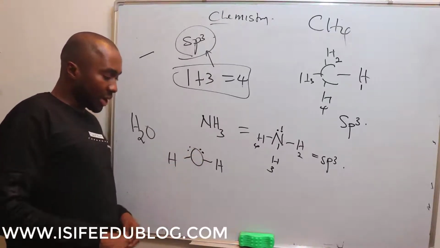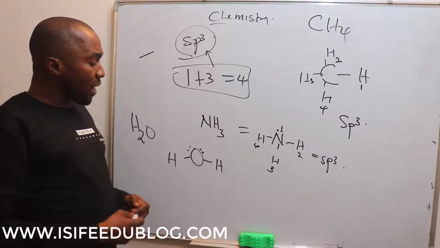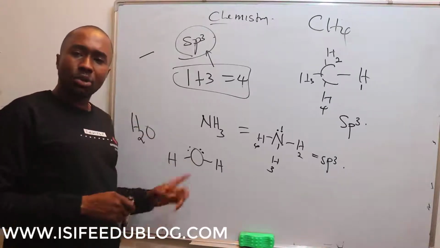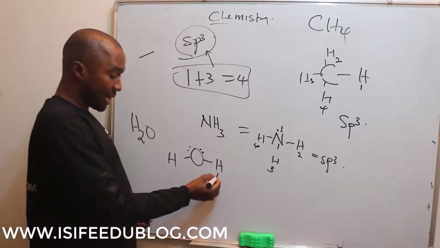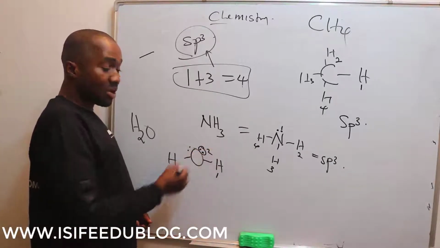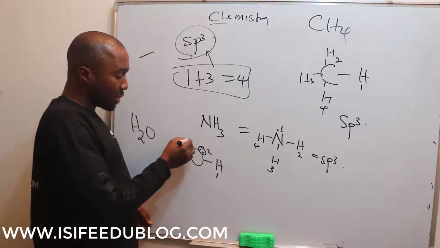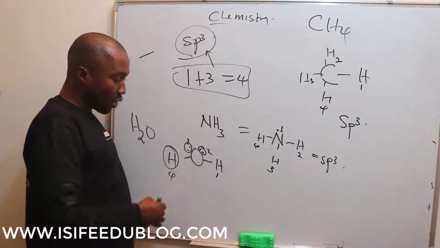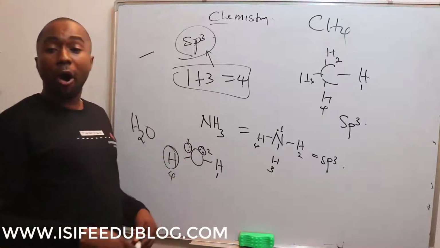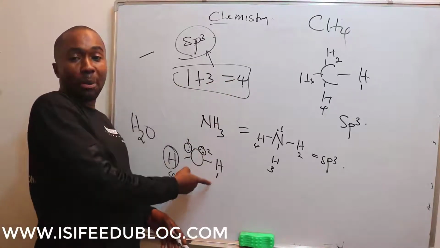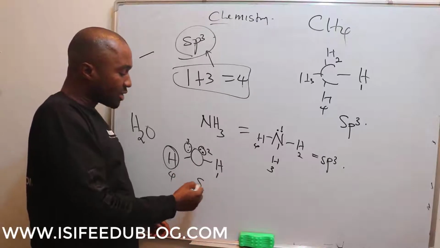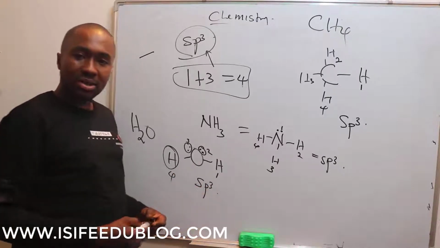The water is okay. Now, for you to know the type of hybridization, look at the central atom, which is the oxygen. How many attachments does it have? We have 1. This is another attachment, number 2. This is another attachment, number 3. This is another attachment, number 4. So a total of 4 attachments. And we say that whenever you have 4 attachments, the compound is undergoing SP3 hybridization.